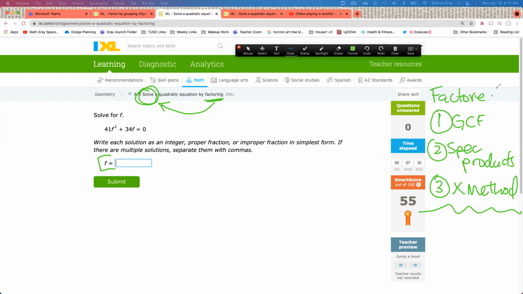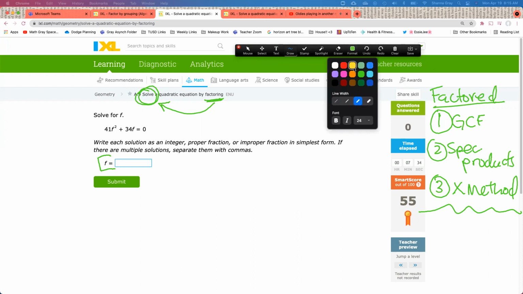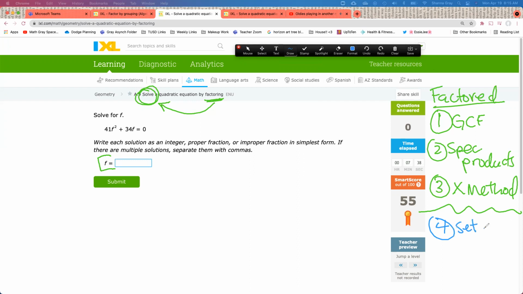So first step is to get the equation factored. And then I'm going to come down here, and the fourth step is to set each factor, each piece that I'm multiplying, equal to 0. Here, we'll put equal 0 there. And then it's going to give me a solution. You may or may not remember this from third quarter, but we did do it.